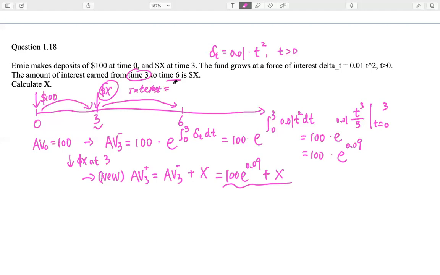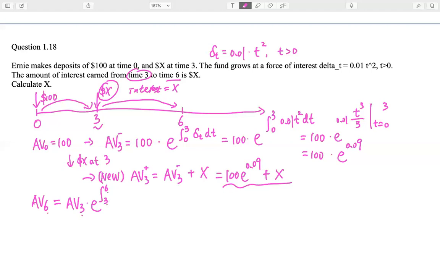Interest is x. Okay. Again, how do I calculate interest? I need to know how much her account is worth at the end of year 6. That will be my AV3 times, again, an exponential, but now it's from 3 to 6. So basically, the lower point is the starting time. So here I start at AV3, so this is 3.